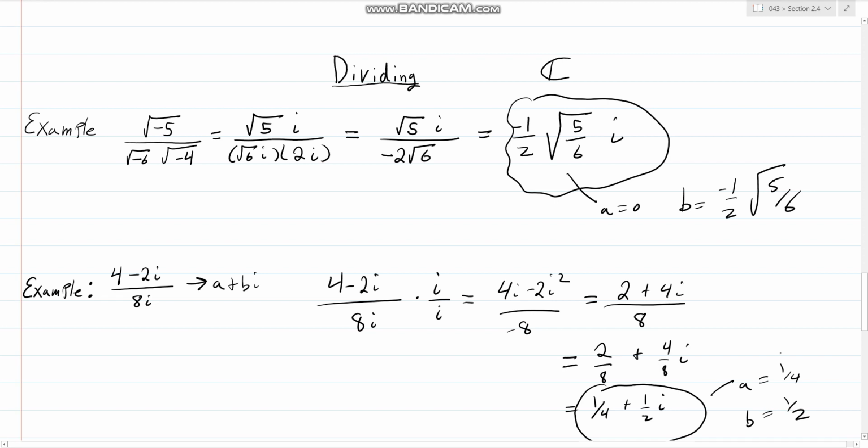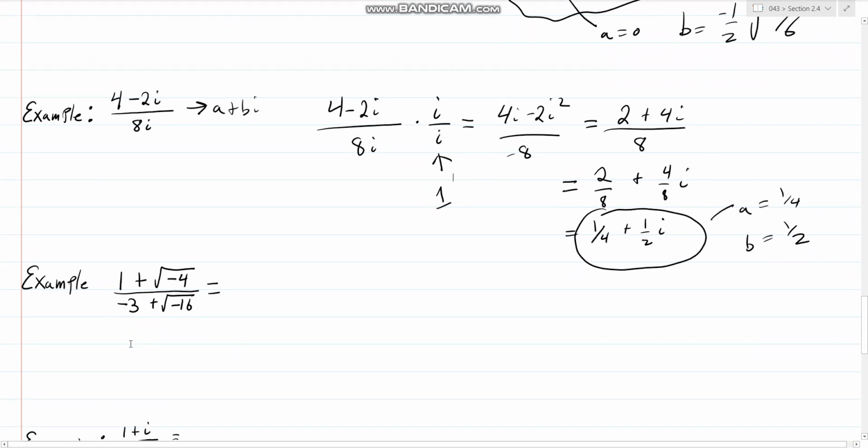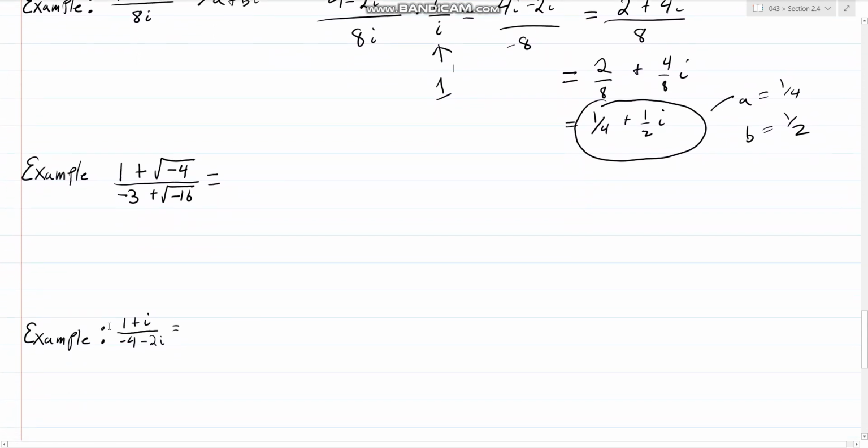Okay? Yeah, so there's some fraction stuff going on. There's some complex numbers going on there. But the technique was to multiply by i over i, which is really just equal to 1. But it was able to get rid of that i in the denominator, and so we were able to break up the denominator. All right, I think there's enough time for at least one more example.